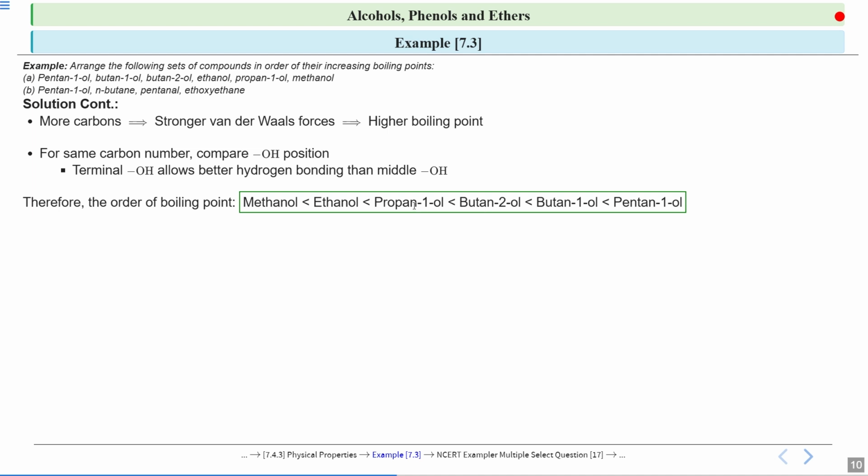Then comes propane 1-ol, with only 3 carbon atoms and the OH group attached to the first carbon. Then comes ethanol, which has only 2 carbon atoms, and then comes methanol. So this is the order of boiling point: pentane 1-ol will have the highest boiling point, and methanol will have the lowest. So this is the solution of your A part.